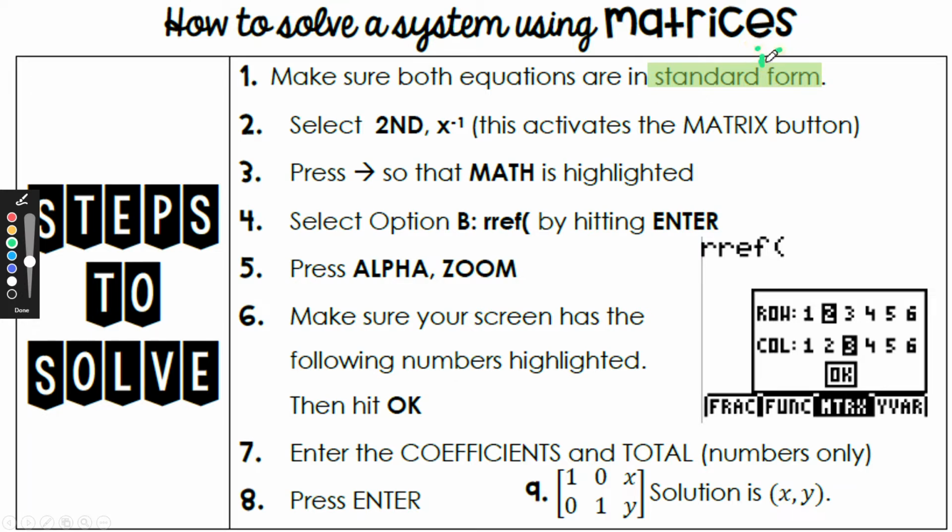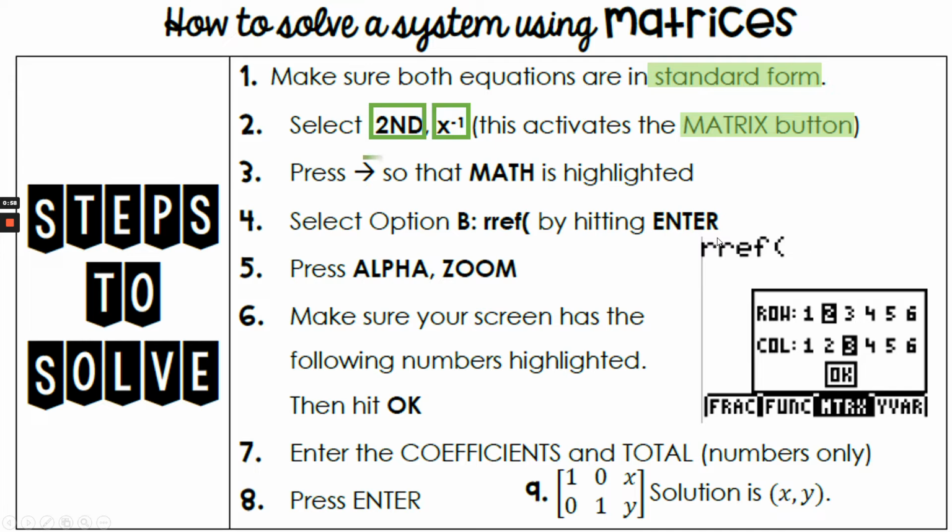If you want to write ish on there, like standard-ish form, you can. Pretty much what that means is if the A value is negative on this, it's okay. Your calculator will still be able to figure it out. Next, you're going to have to click the second button and then the X inverse. That's what that means when it's in negative first power. This activates your matrix button.